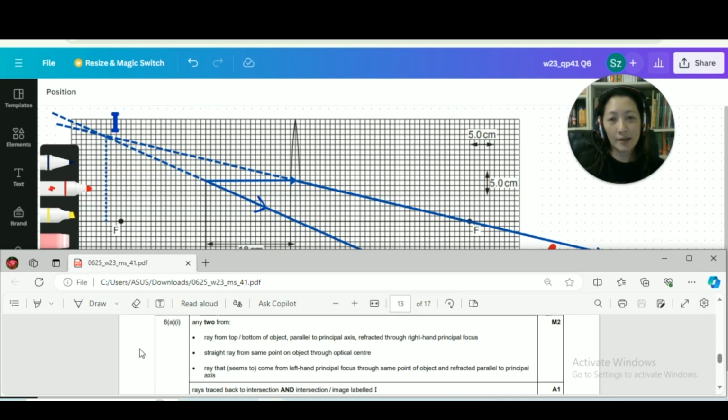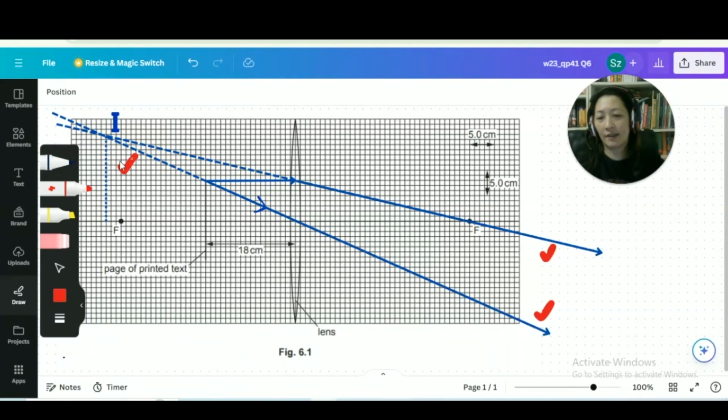The third mark is given for extending the light rays backwards, and as I mentioned earlier, you need to label the image. So we have the rays traced back to intersection and the intersection or image label I. So the rays traced back to the intersection, and with the label I, this gives us the third mark. And that's how you get the 3 marks for this drawing. Let's move on to the next question.